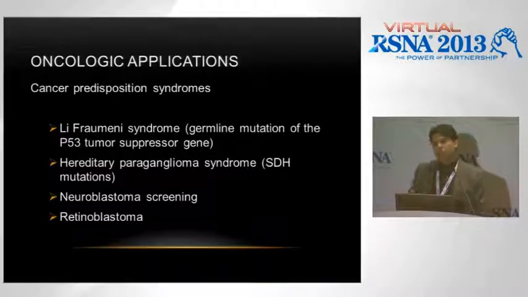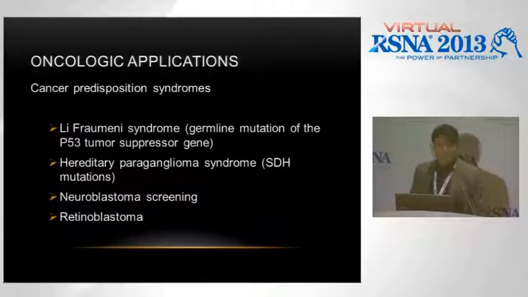And this is our major workload with regards to doing whole body MR. And the big one, of course, is Li-Fraumeni, the P53 mutation. We've recently started doing it for the hereditary paraganglioma syndromes. Neuroblastoma screening and retinoblastoma are two that we, of course, don't routinely use, but there are some fleeting case reports, especially with regards to neuroblastoma screening, where you can use whole body MR.